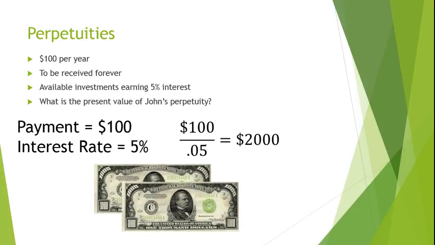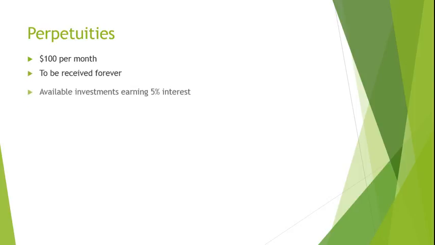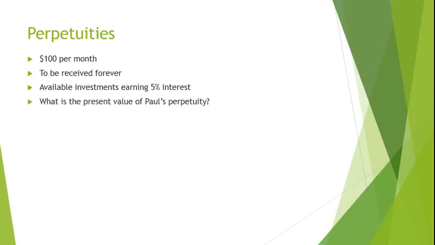Now let's try a slightly more difficult example. Suppose Paul is to receive $100 at the end of every month for the rest of his life, and there are available low-risk investments currently earning 5% interest annually. What is the present value of Paul's perpetuity? Since Paul's cash flows are occurring monthly, we need to divide our rate of 5% by 12 before plugging it into our formula.